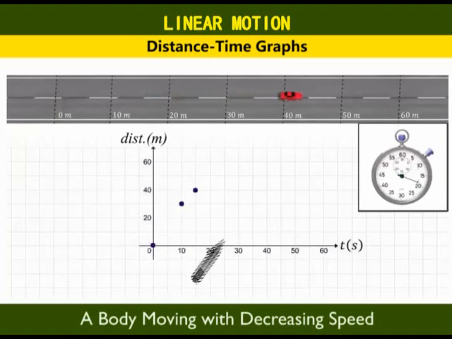And then a whole 10 seconds to cover yet another 10 meters. And finally 15 seconds to cover the same distance of 10 meters. So the time taken to cover 10 meters is increasing from 5 to 10 to 15 seconds. The graph is therefore a curve like this one.